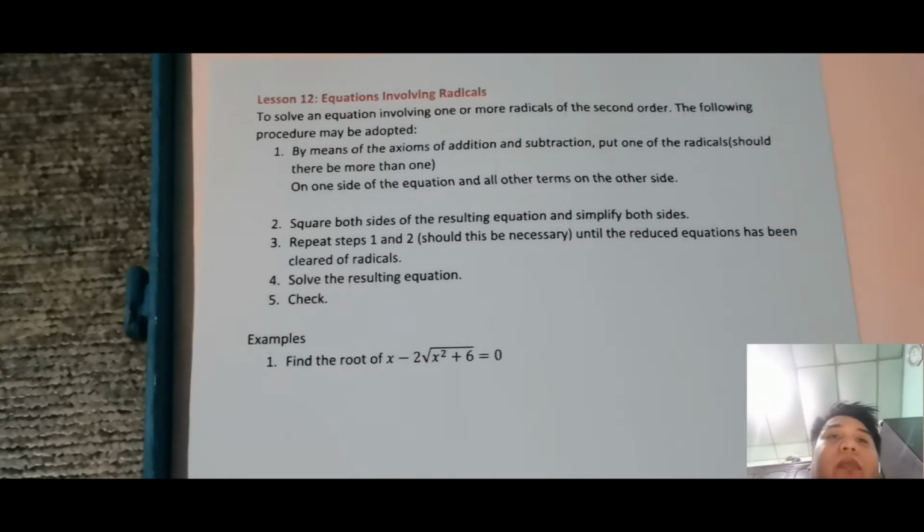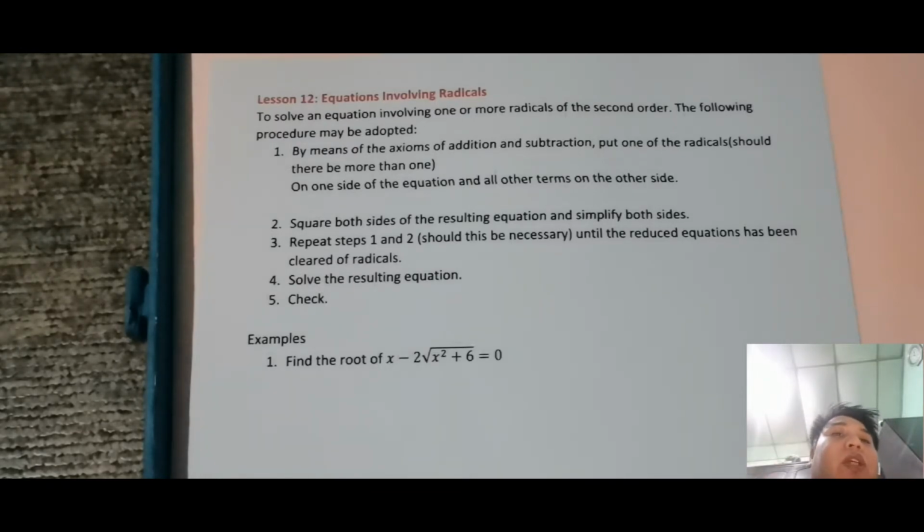Okay, so number 1. By means of the actions of additions and subtraction, put one of the radicals should there be more than one. So parang question mark yun ha. Okay. Put one of the radicals on one side of the equation and all of the other terms on the other side. So ulitin ko lang, kung merong isa or dalawa or maraming radical, dalhin mo lang siya sa left side, dun sa other side, then yung isa naman yung mga walang radicals dun sa kabila.